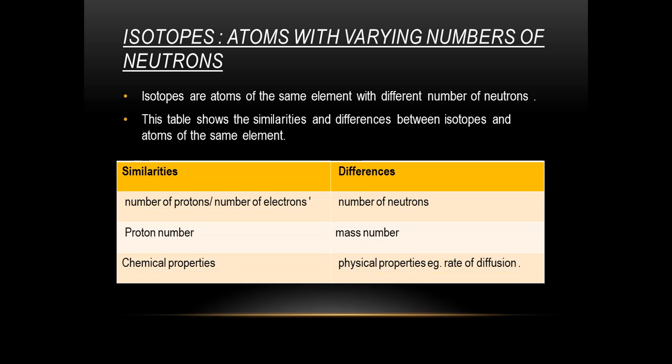Now you can see this table. This table clearly tells you about the similarities and the differences. Now look at the similarities. The number of protons and number of electrons are the same, but the number of neutrons is different. Proton number is the same, mass number is different. Chemical properties are a very important thing. All the chemical properties of isotopes are similar, while their physical properties, like for example the rate of diffusion and others, are different.